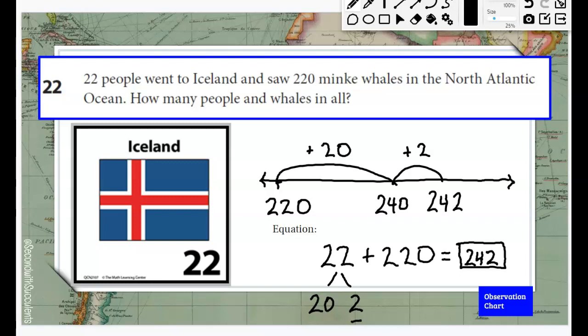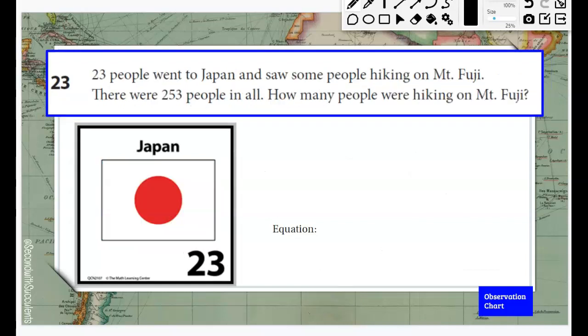Erase your boards. On the 23rd, we traveled to Japan. Listen on the first read. 23 people went to Japan and saw some people hiking on Mount Fuji. There were 253 people in all. How many people were hiking on Mount Fuji? As I read for the second time, think about your equation. Think about your missing part. Where does it belong in our problem?